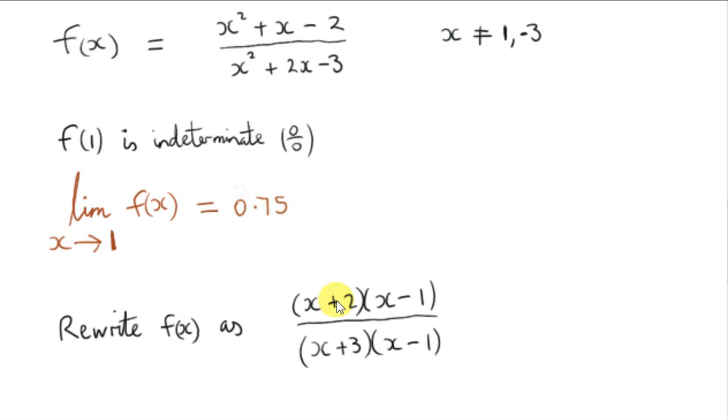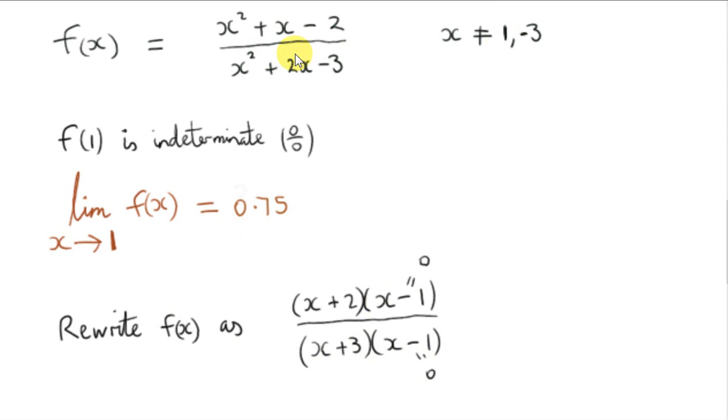Now we can rewrite our function by factorizing the quadratic expressions. They both have factors, and actually they have a factor in common. That factor is x minus 1. And that makes sense because if we plug 1 in for x, this will be 0, and of course this will be 0 as we've seen before. So we'll end up with 0 divided by 0. 0 times x plus 2 is 0. 0 times x plus 3 is 0. We'll end up with 0 over 0 when x is equal to 1.